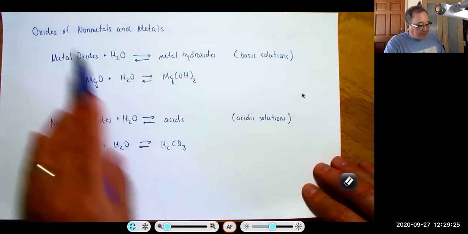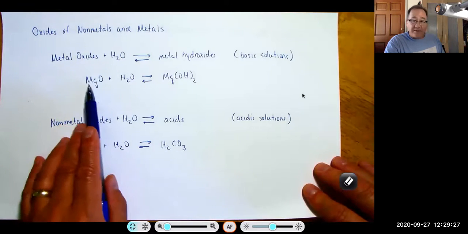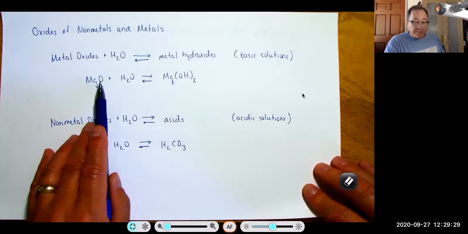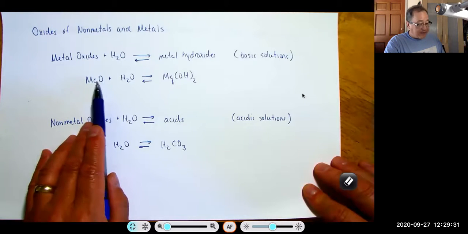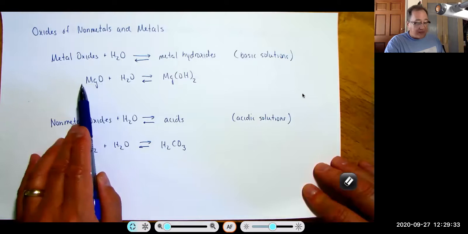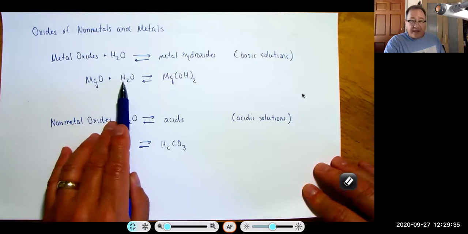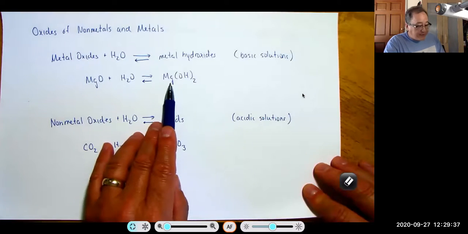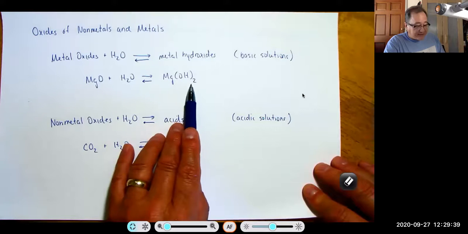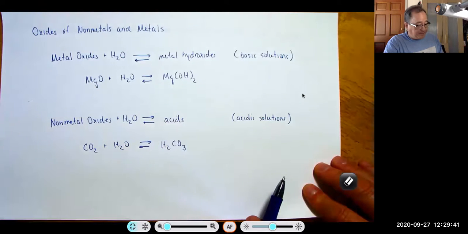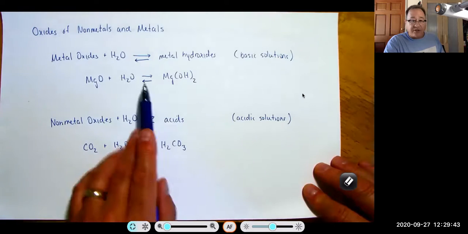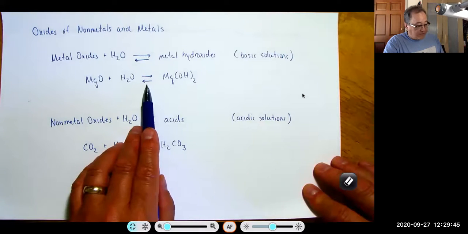Above, we have an example of a metal oxide. Here is a metal, magnesium, combined with oxygen, makes magnesium oxide, a metal oxide. It reacts with water and you get magnesium hydroxide, which we can easily see as a base because it has the hydroxide in it. This is an equilibrium reaction and it does favor the left.